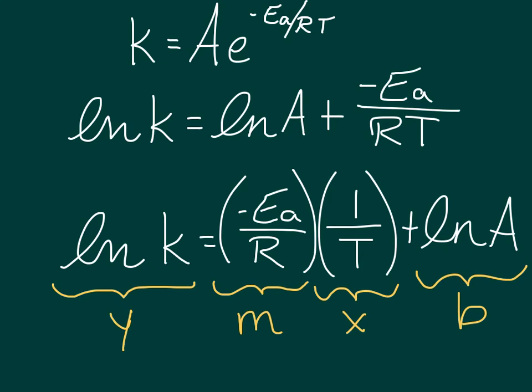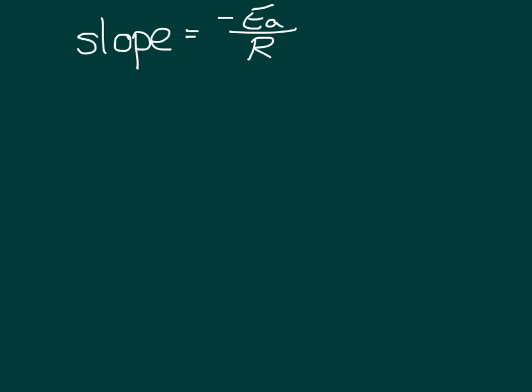From there, just writing it in a slightly different way allows us to clearly see how this is now a linear equation. So we have the natural log of the rate constant as y, m, the slope, is equal to negative activation energy over R, x is 1 over T, and the y-intercept is the natural log of A. The interesting part of this for us is that the slope of this straight line is equal to negative the activation energy over the ideal gas constant.